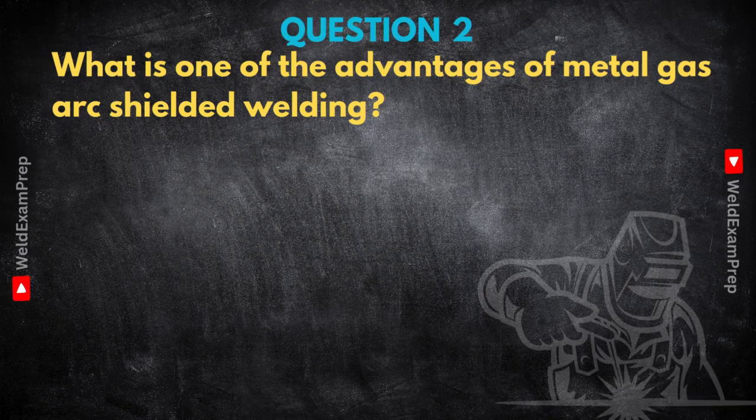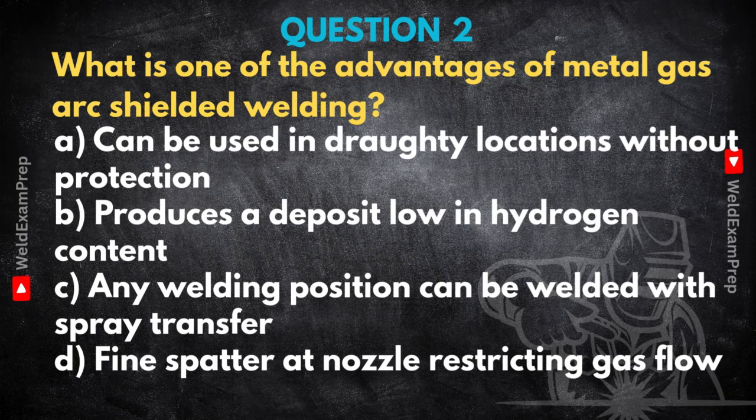And the options are: A, can be used in drafty locations without protection. B, produces a deposit low in hydrogen content. C, any welding position can be welded with spray transfer. And D, fine spatter at nozzle restricting gas flow.